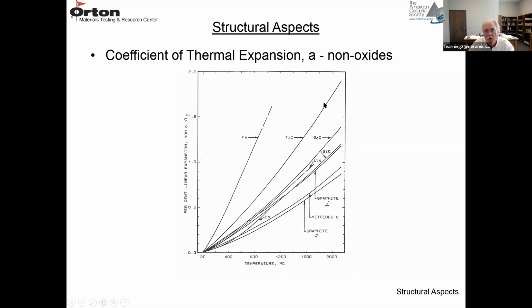You have a little more choice when you look at non-oxides. Again, it's the same scale, 0 to 2 versus temperature. So these are a little bit lower. So materials like silicon carbide and graphite, amorphous carbon, you have a little bit better chance to design them into a refractory material with a lower expansion coefficient to improve the thermal shock resistance.